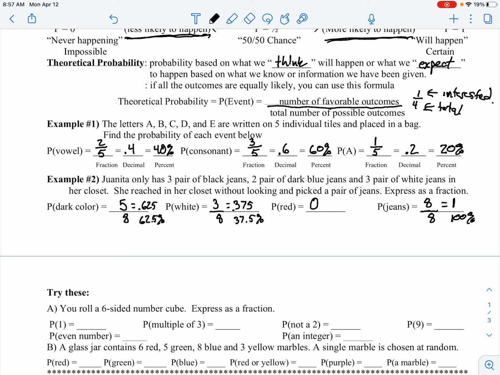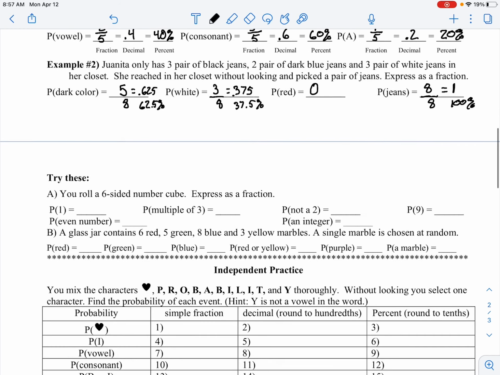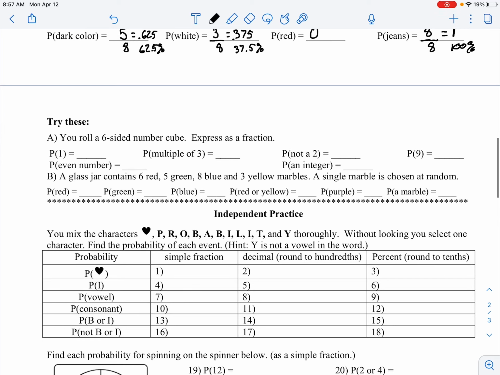All right, so any probability thing we're doing for theoretical, we just make a fraction out of it. So we put what we want to happen on the top and the total things that can happen on the bottom. All right, so with these, go ahead and give them a try. Pause the video, and I will go over, and then you can give it a try on your own, and then push play again and see how you did.